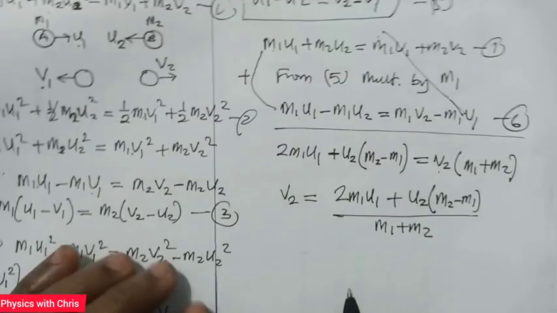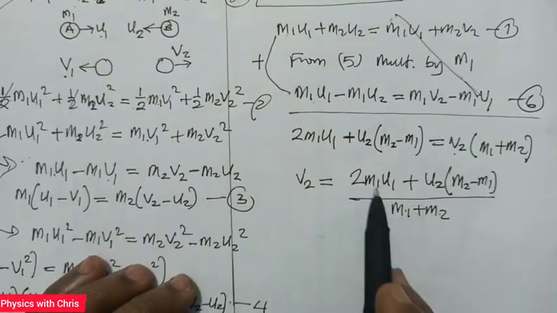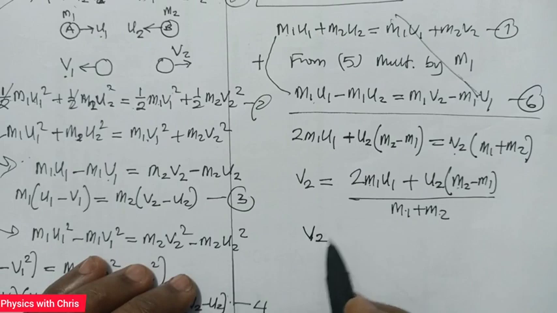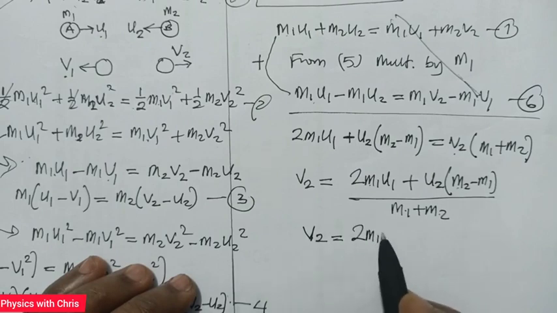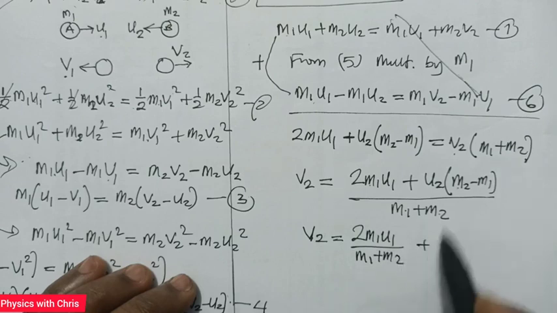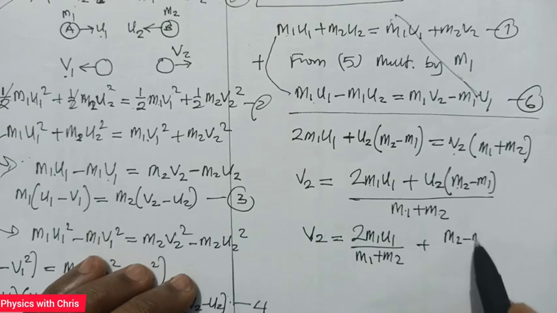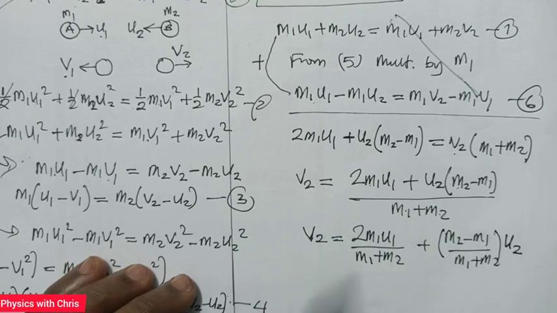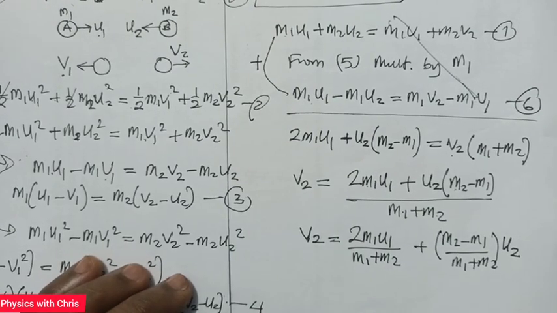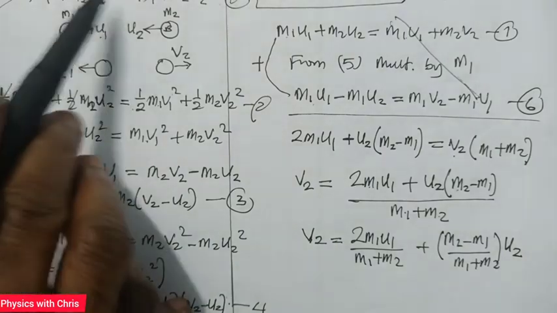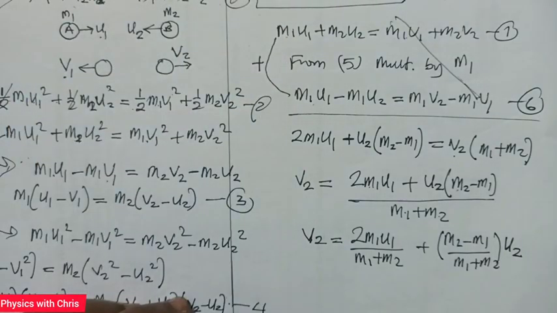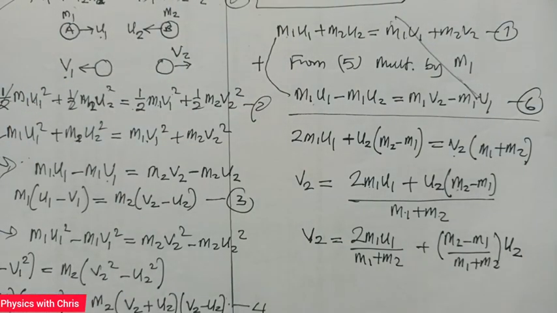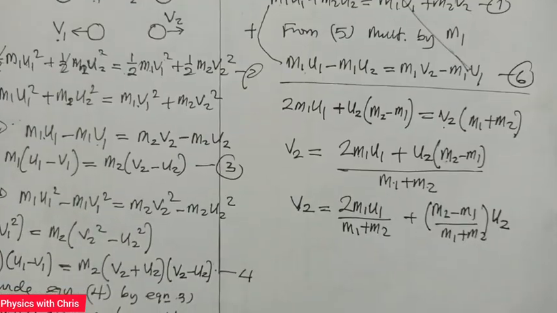Okay, so recall that this m1 plus m2 is dividing both terms of the numerator. That gives me v2 is 2m1u1 over m1 plus m2, then plus, dividing this again, I have m2 minus m1 over m1 plus m2 times my u2. Okay, so this is how we find v2, from the first equation and this other equation we just derived using the kinetic energy and the momentum conservation equation.